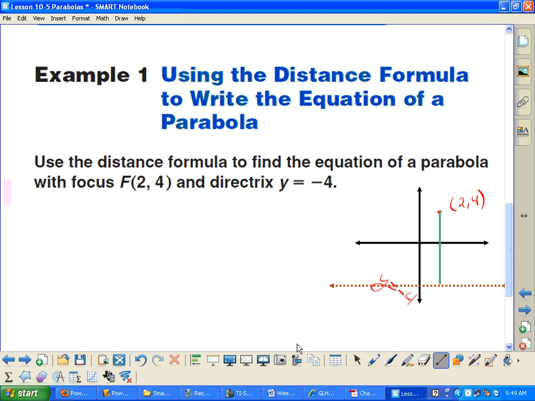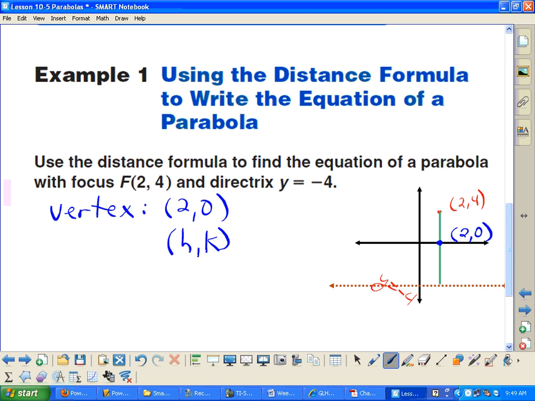So the distance here is 8, right? From 4 to -4 is 8. And what's half of 8? 4. So if I go down 4 from the focus, the vertex would be at the point 2, 0. So the vertex here is the point 2, 0. That's halfway between them. So that means h is 2, k is 0.